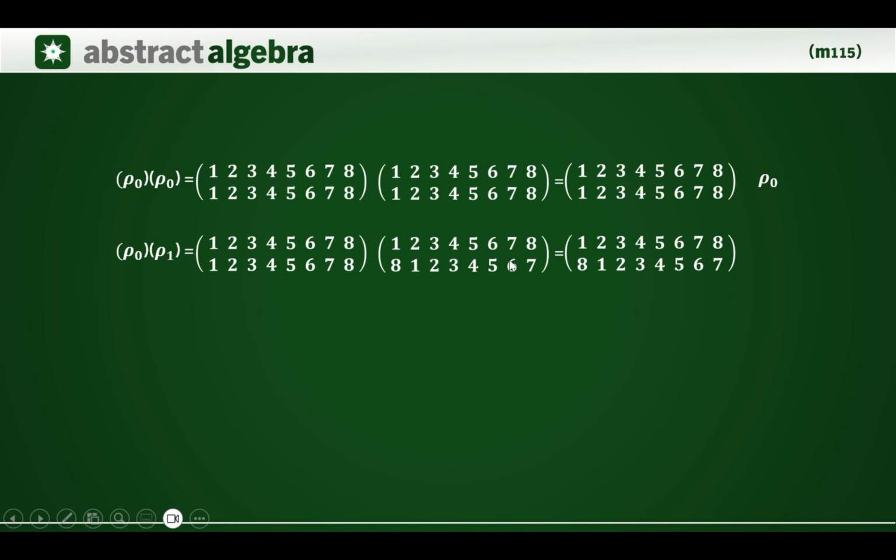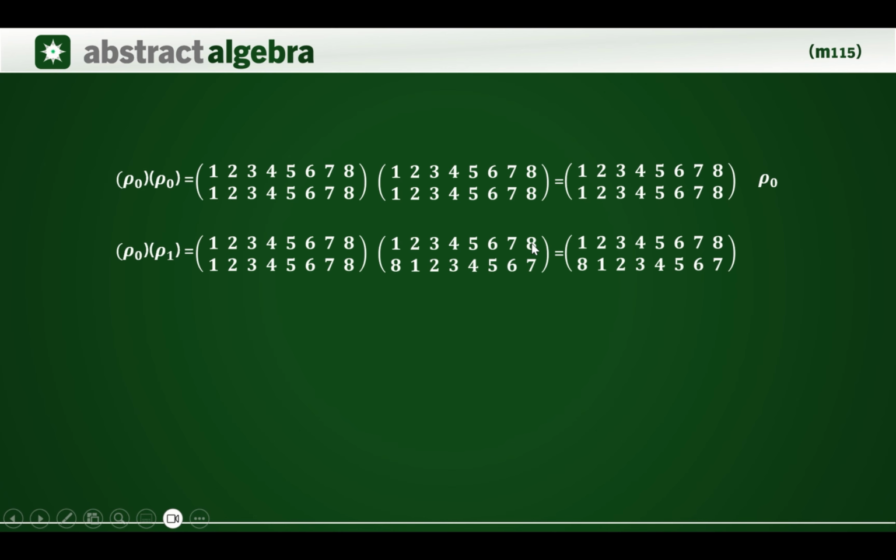Next, 7 maps to 6, so we're going to find the 6 here. Then 6 maps to 6, so therefore 7 maps to 6. Next, we are going to find the 7 maps to 6. We're going to find the 6 here. So 6 maps to 6. So 7 maps to 6.